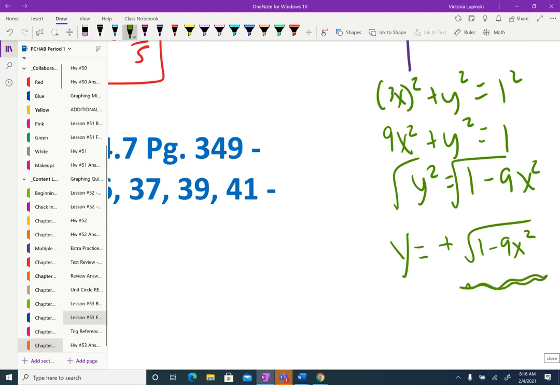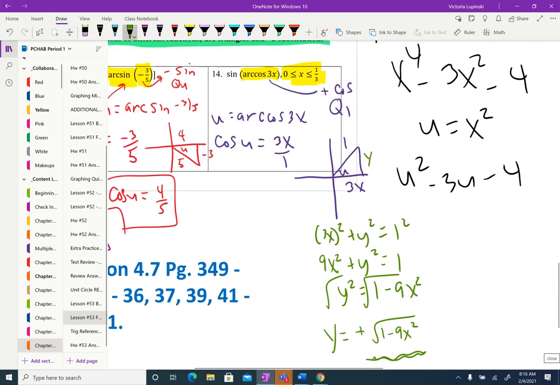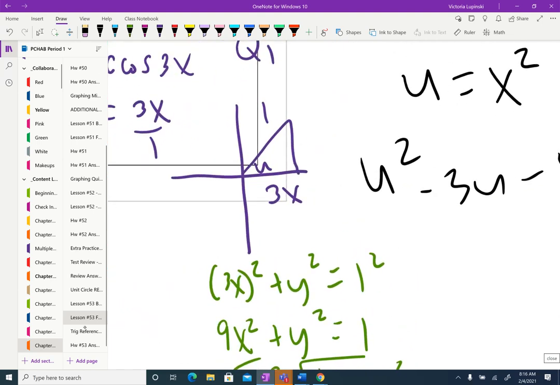And do not actually try to take the square root of this. You do not know the square root of this. It's not 1 plus 3x. It's not 1 minus 3x. You do not know it. So you're going to leave this third side as the square root of 1 minus 9x squared.